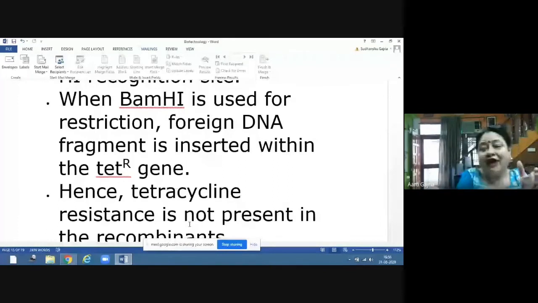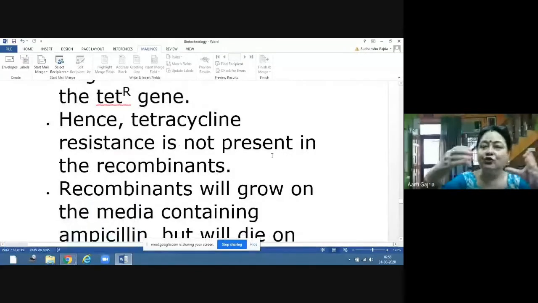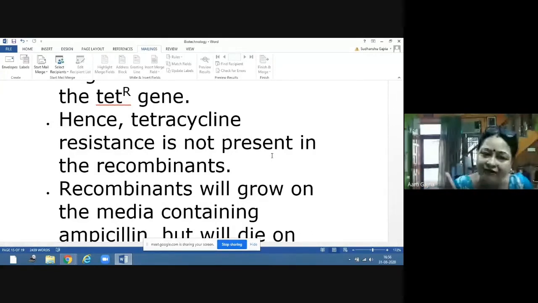So now that vector is not resistant for the tetracycline antibiotic. Now what will happen? Tetracycline resistance is not present in the recombinant now. Whenever a new gene of interest has combined with the vector, the recombinant is formed. That recombinant will not be resistant for tetracycline, but it will be resistant for ampicillin, because the ampicillin resistant gene is still there. So how can we separate?